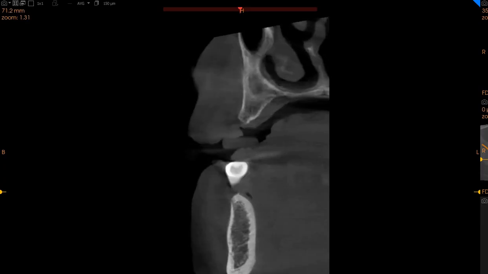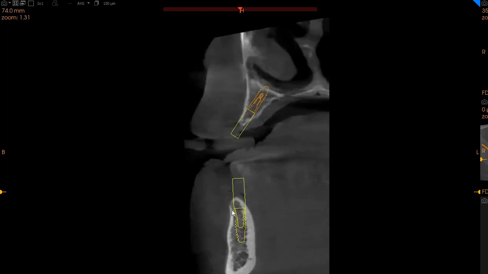Here also, extremely poor quality bone and very limited ridge width. This is something that the doctor needs to keep in mind prior to implant placement. 6 millimeters here, approximately 10 millimeters of height.